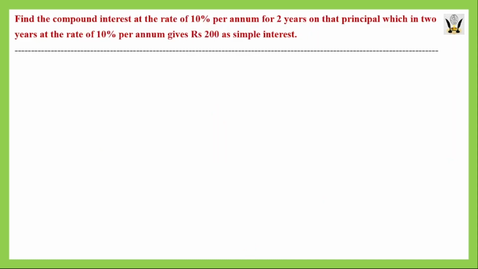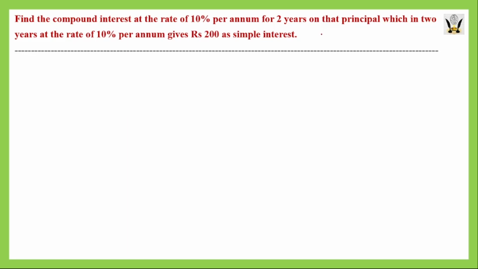The next problem sum is about finding the compound interest at the rate of 10% per annum for 2 years on that principal, which in 2 years at the same rate of 10% interest per annum gives rupees 200 as simple interest.